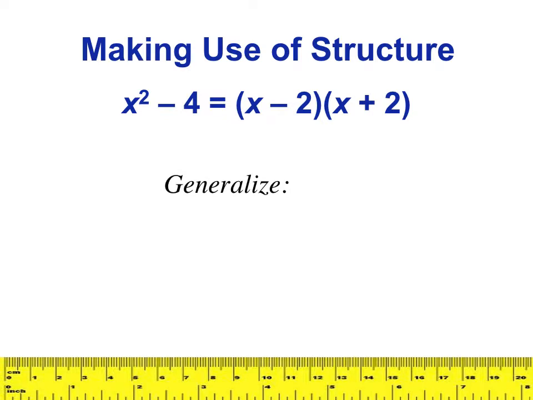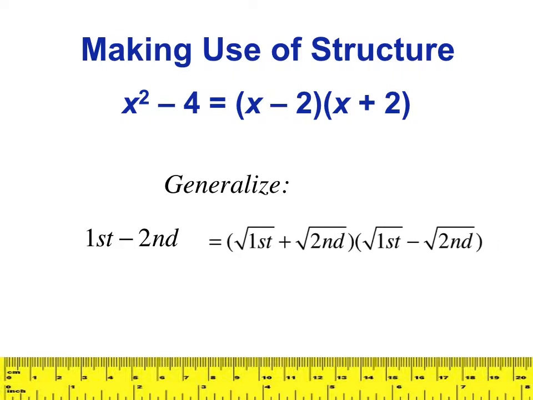So to generalize, when I have one perfect square minus another perfect square, I factor it into a product where I have the square root of the first term plus the square root of the second term, times the square root of the first term minus the square root of the second term. It doesn't matter if the plus or the minus comes first because of the commutative property of multiplication. It is just important to note that you will always have one plus and one minus in the factors.